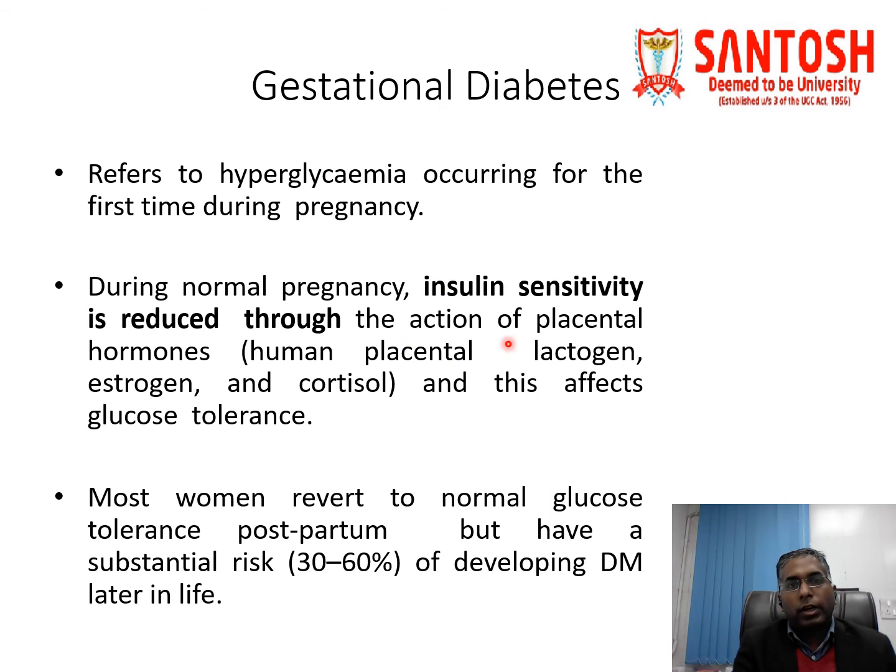So, in a nutshell, this hyperglycemia occurs for the first time during pregnancy, and after pregnancy, most women revert to a normal euglycemic state, but this still poses a substantial risk of developing diabetes mellitus later in life, as well as in their offspring.